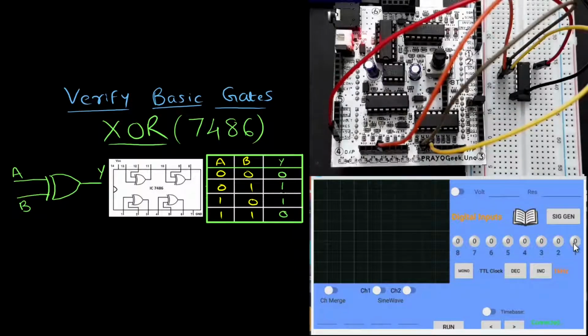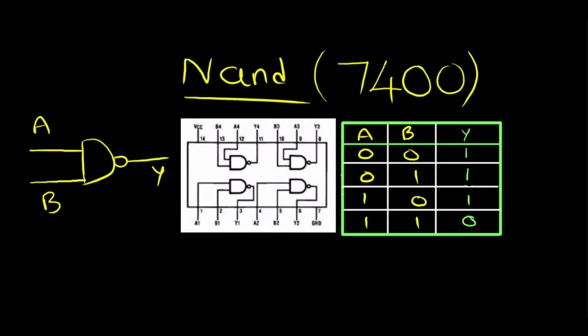So I'll just quickly take you through the different truth table values. 0 0 is 0, 0 1 is 1, 1 0 is again 1, 1 1 is 0. So now I hope you understood how to verify the 7486 IC. Next, let's go ahead and verify the NAND gates.